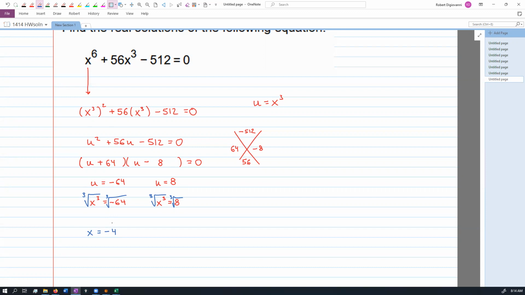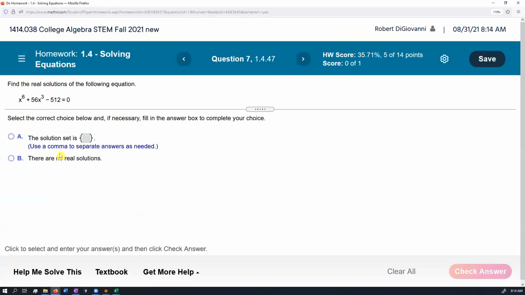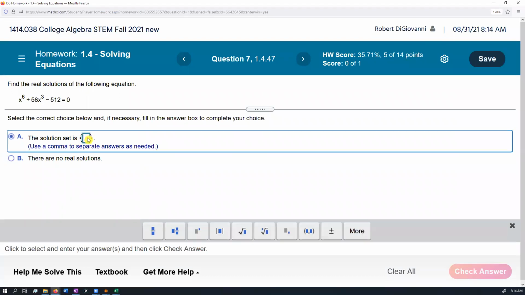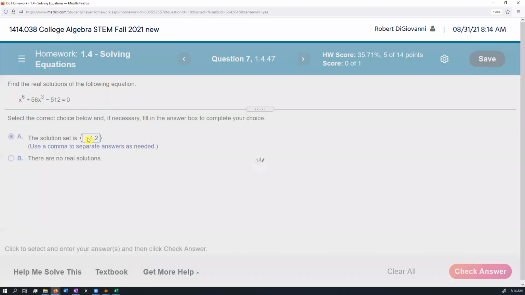The cube root of 8 should be 2, because 2 times 2 times 2 is 8. So we should have two solutions here. We never squared both sides, so we should be good. Negative 4, comma 2. And move on.